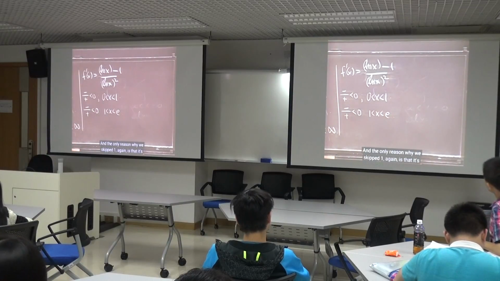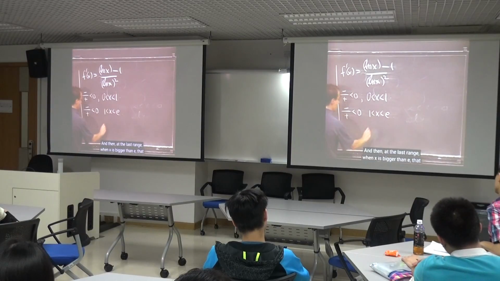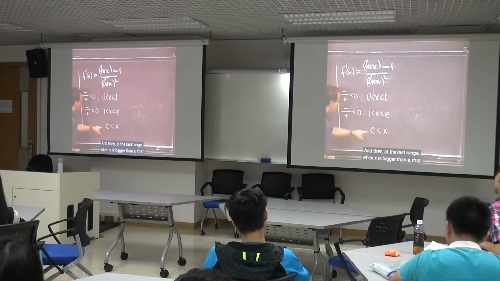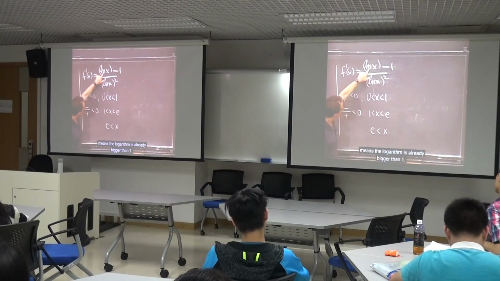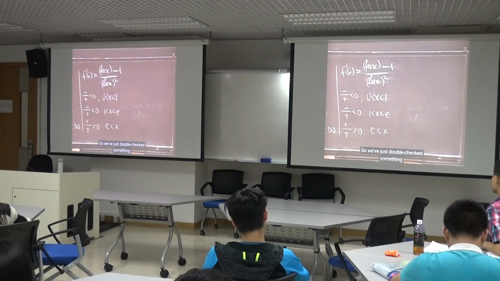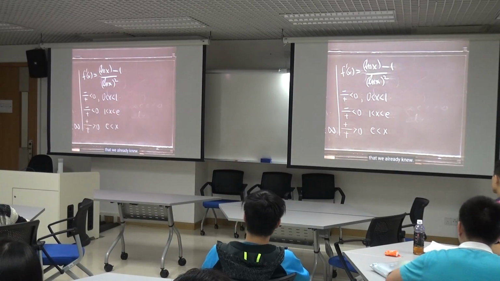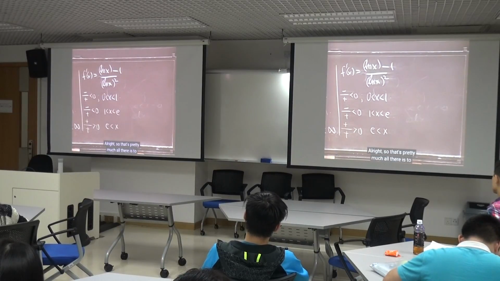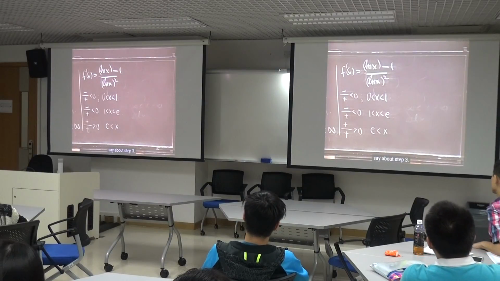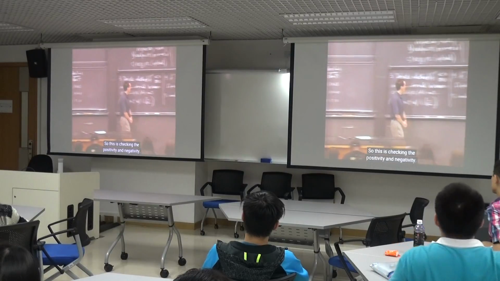The only reason why we skipped 1 again is that it's undefined. There's something dramatic happening with it. And then at the last range, when x is bigger than e, that means the logarithm is already bigger than 1, so the numerator is now positive. And the denominator is still positive, so it's increasing. So we've just double checked something that we already know. All right, so that's pretty much all there is to say about step 3. So this is checking the positivity and negativity.